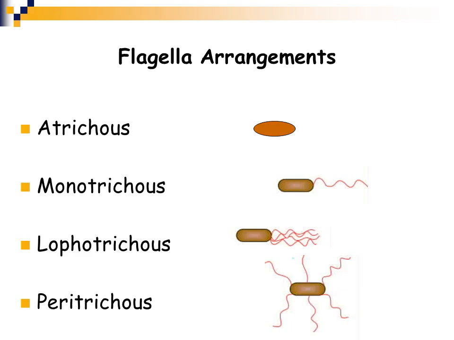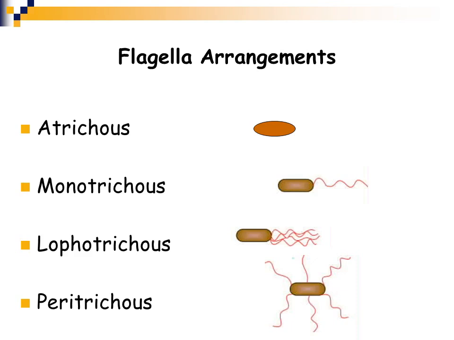The flagella arrangements. You can have a bacterium that's atrichous, meaning it has no flagellum at all. Those types of bacteria are considered non-motile. That's a really important component, because later on, when we're talking about different types of organisms, their ability to be motile or not is going to allow you to differentiate between certain genera and species. So atrichous: no flagella at all, non-motile.